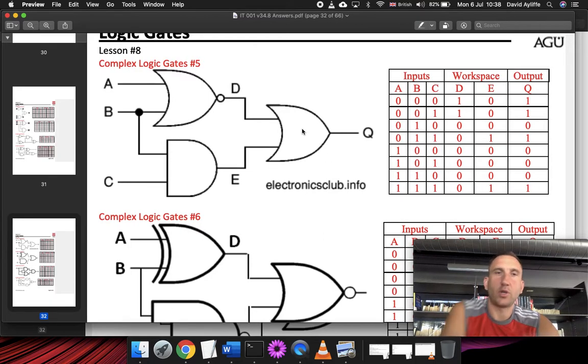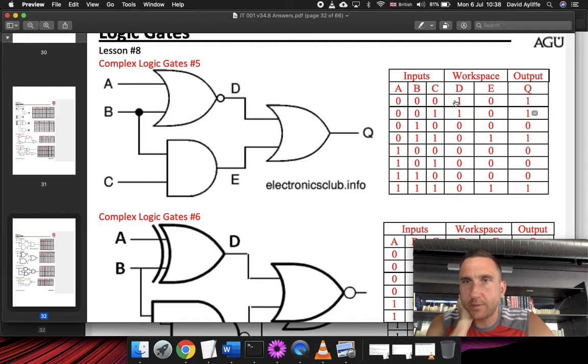And the output, so Q is D or E. So just one of them needs to be positive. So that's positive, because one of them is positive. One of them here is positive, so positive output. Both negative, negative output. One of them is positive, positive output. Negative, negative, negative. And here one of them is positive, so positive output.